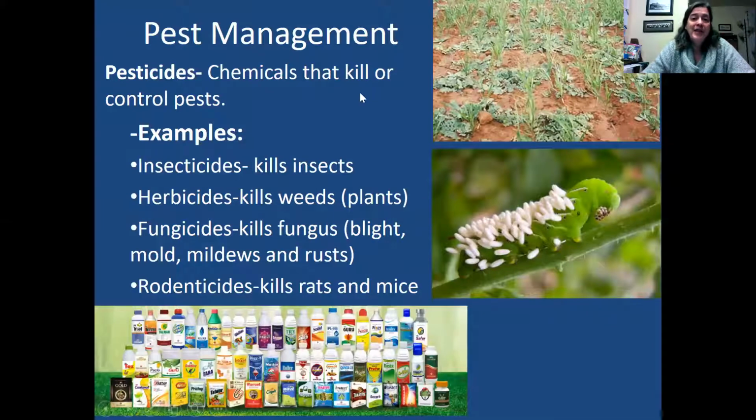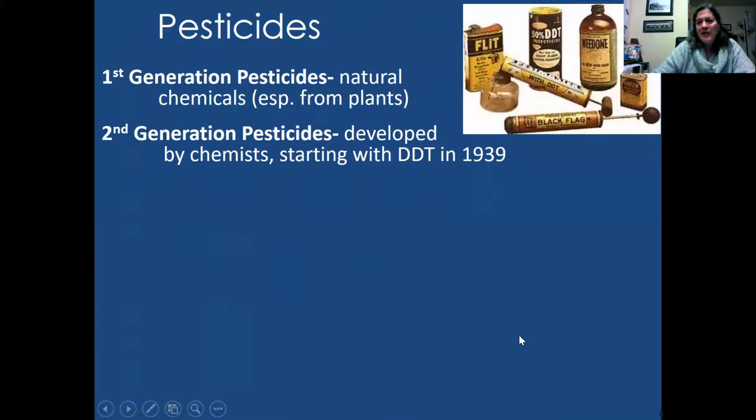Okay, so pest management, moving on to the insect side of things. Pesticide is actually any chemical that can control pests. So there's insecticides, which is what we're going to talk about next, herbicides, which we've already talked about, fungicides, and then rodenticides, things like rat poison, etc. And so we're going to move on to the pesticide part.